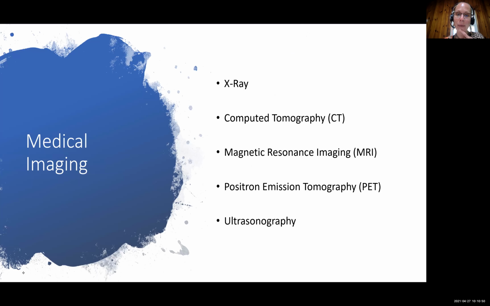So X-ray is probably one of our oldest. It allows us to see hard tissue. So bone and teeth show up really well, but there are some limitations. You can only see one angle of the body, and then there's a risk, of course, of radiation causing problems.